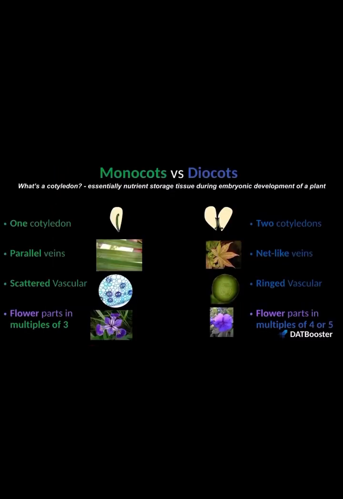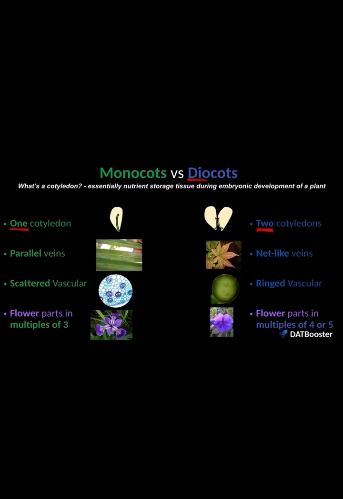So you're probably wondering, what the heck is a cotyledon? A cotyledon is sometimes referred to as an embryonic leaf. It's the first leaf to appear from a germinating seed. Essentially, it is just a nutrient storage tissue during embryonic development of a plant. Now monocots just have 1 cotyledon that appears, whereas dicots, makes sense, have 2 cotyledons that appear.